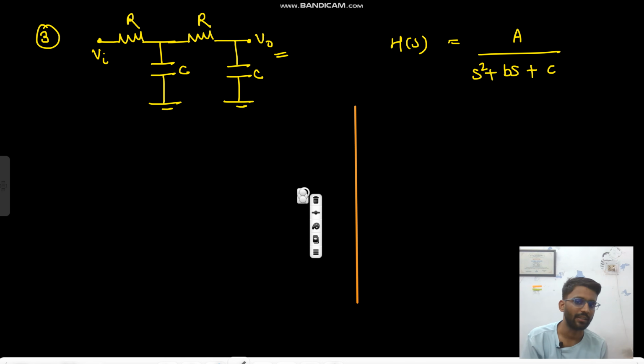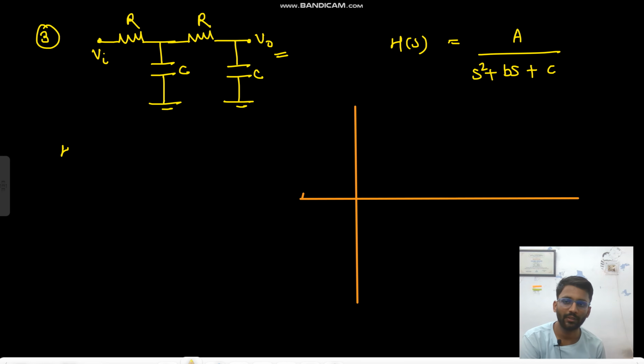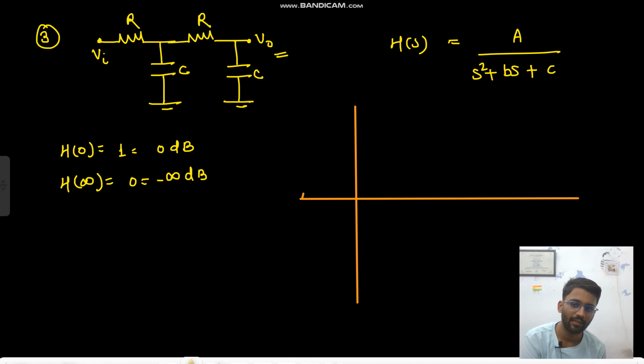because you have no 0 here, right? At omega equals 0 you have infinite impedance, so your V0 equals V in, that means gain 1, that means 0 dB gain. And your H of infinity is 0, that means minus infinity dB.